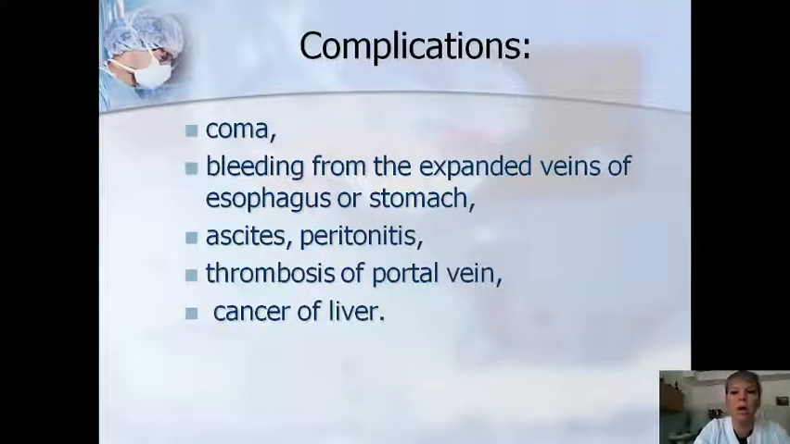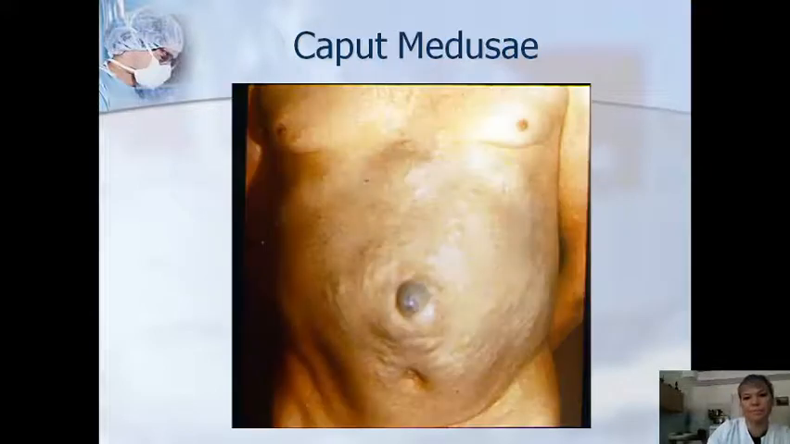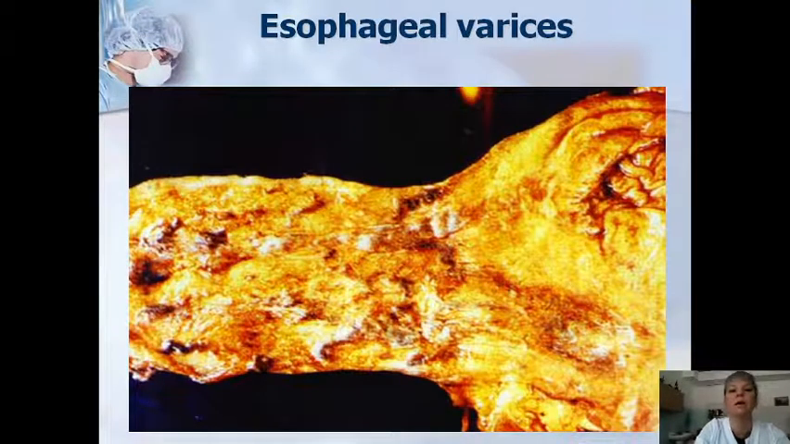What are the complications of cirrhosis? Chronic liver insufficiency with coma, bleeding from the expanded veins in the esophagus and stomach, ascites and ascites with peritonitis, thrombosis of the portal vein, and cancer of the liver. In this photo, you can see opening shunts, caput medusae, in the skin of the abdomen. Expanded esophageal veins, with rupture.